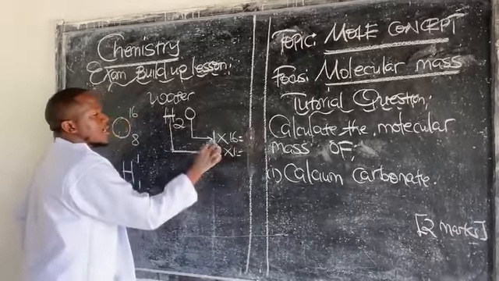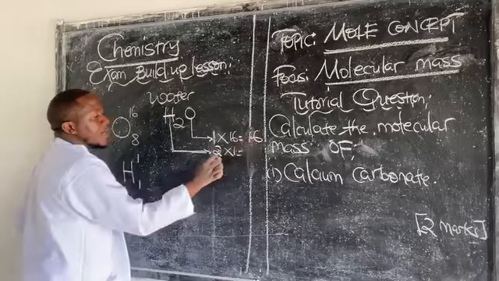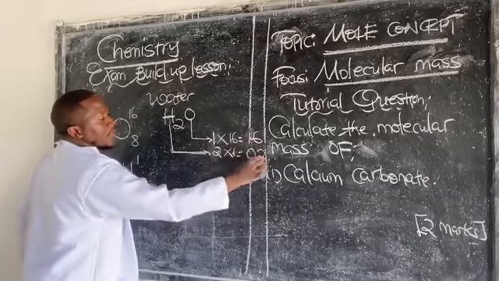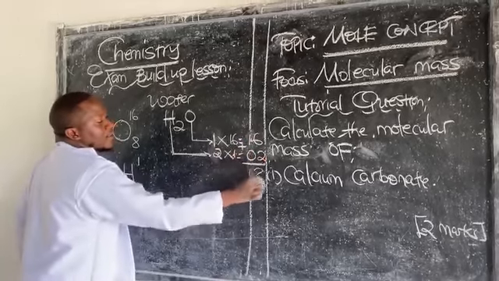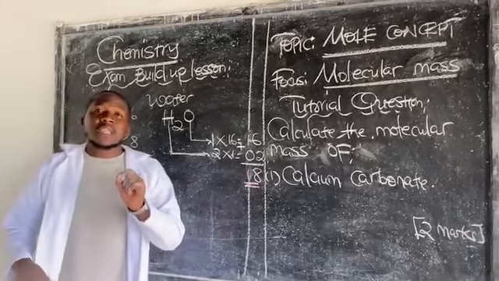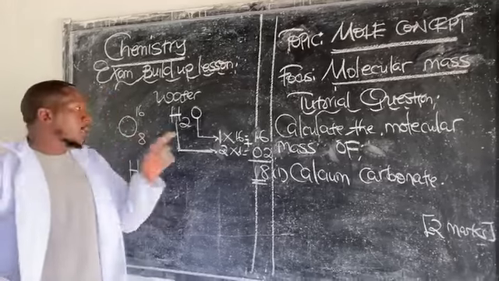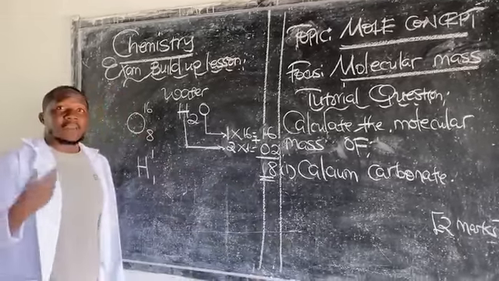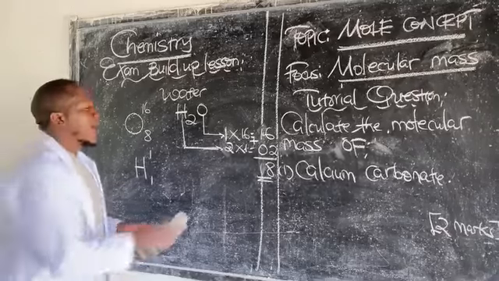So 1 times 16 is 16. 2 times 1 gives us 2. If we add, this gives us 18, either just 18 or 18 grams per mole. So this is what it means when they say calculate the molecular mass.